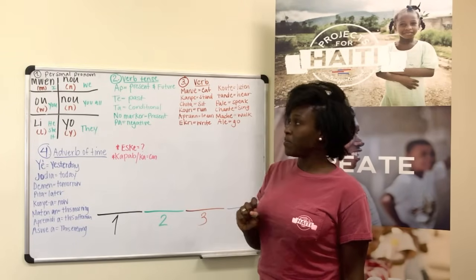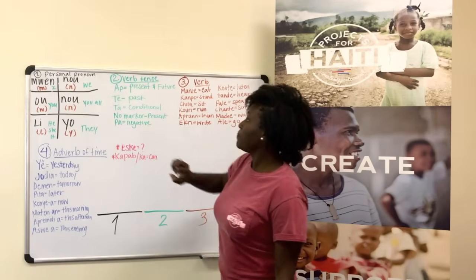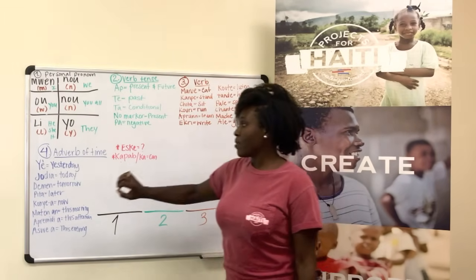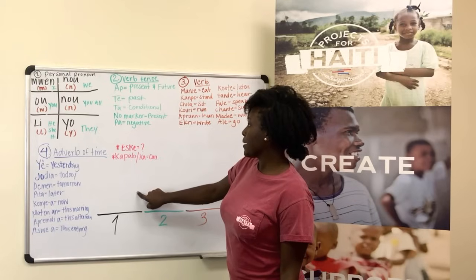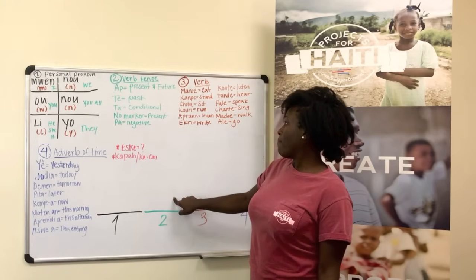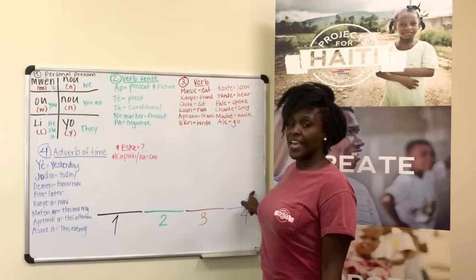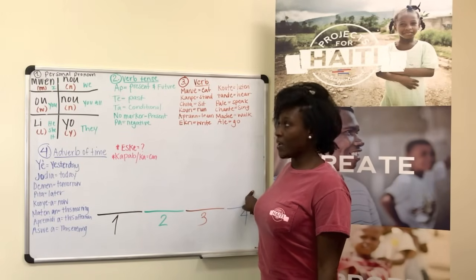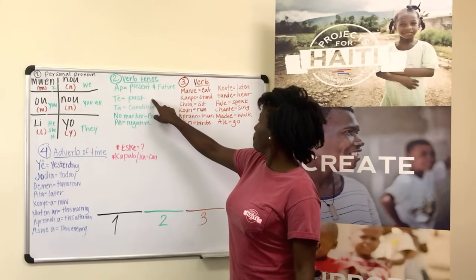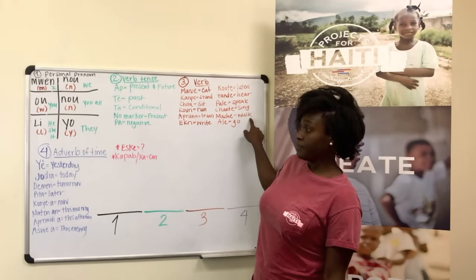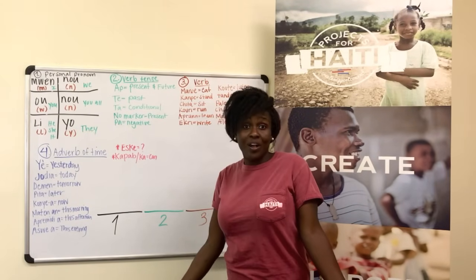Now, let's play a little bit. Remember, first we have personal pronouns, second verb tense, third verb, fourth adverb of time. If I say, li te marche yeah. What am I saying? Li te marche yeah. He walked yesterday, or she walked yesterday.